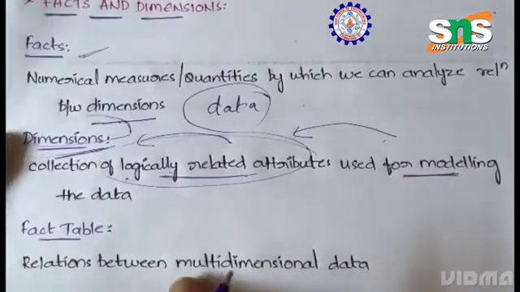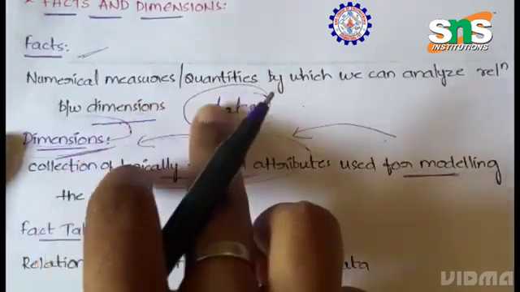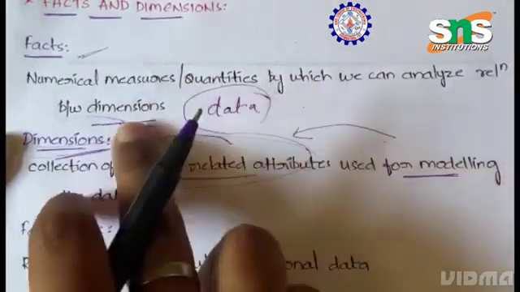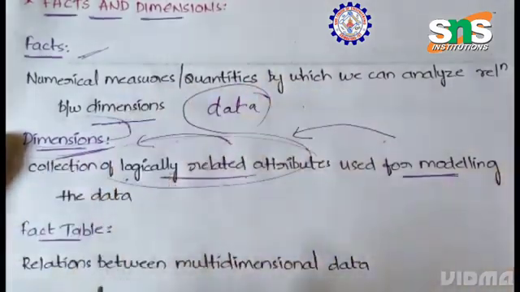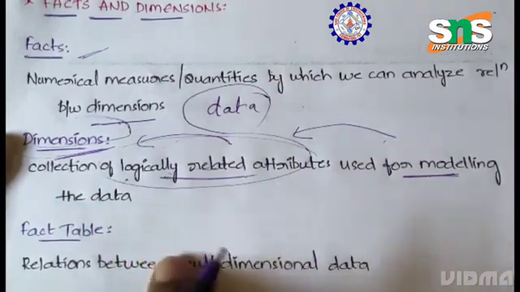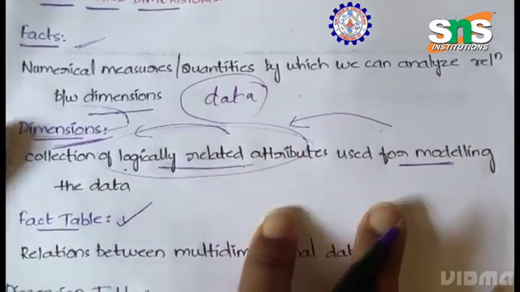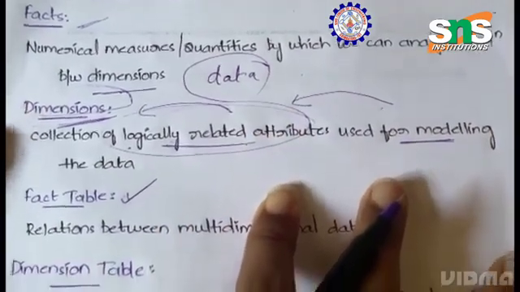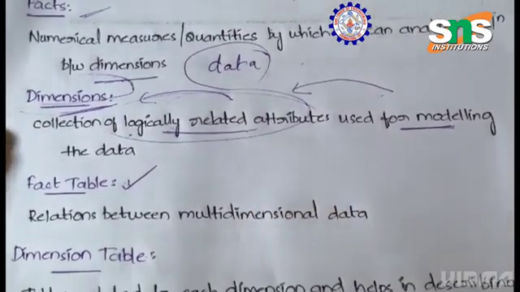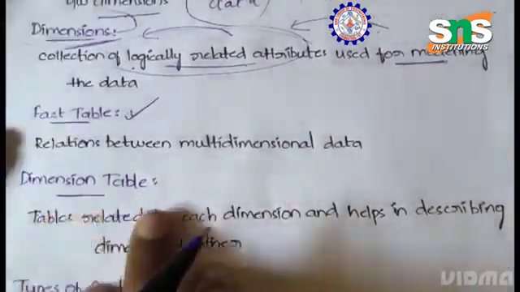As I said, you'll have multi-dimensional data. The data which you have in your data warehouse has many dimensions. So the relationships between those multi-dimensional data are expressed in the form of a fact table. Okay, the relationships between the multi-dimensional data are expressed in the form of fact tables and we call them fact tables. Now, what do you mean by dimension table?